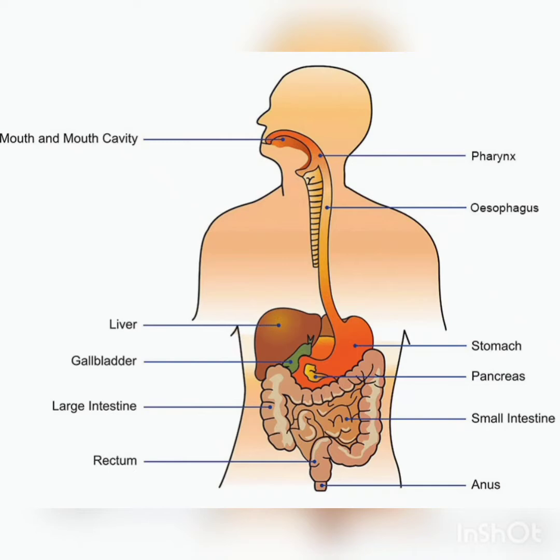Then esophagus. The esophagus is a long pipe or tube which transports the food from the mouth to the stomach. Next, we are going to discuss what processes take place in the stomach.